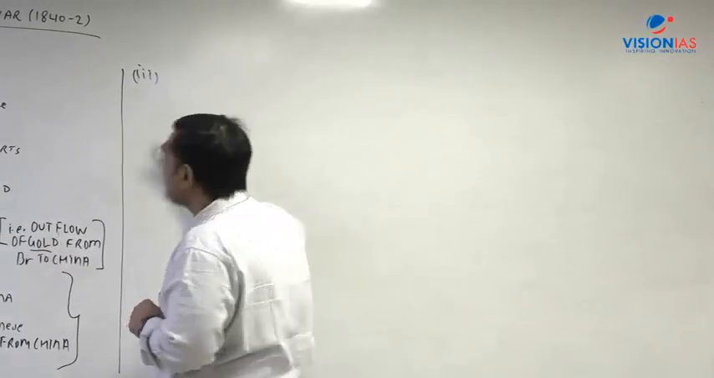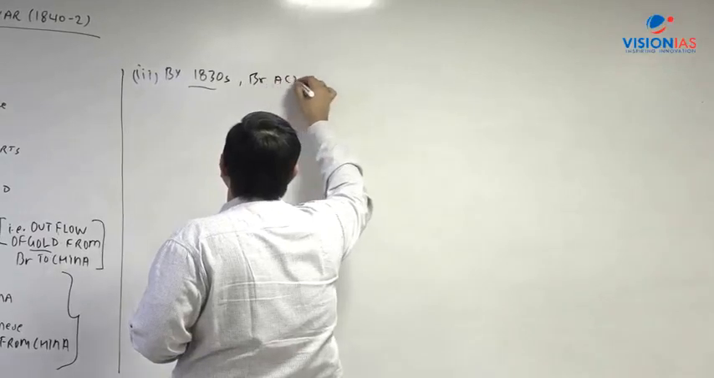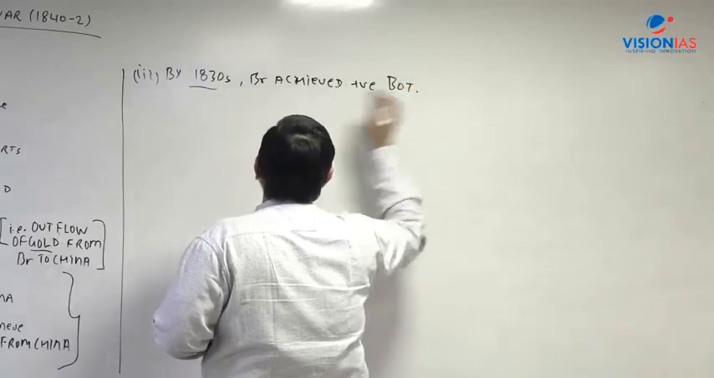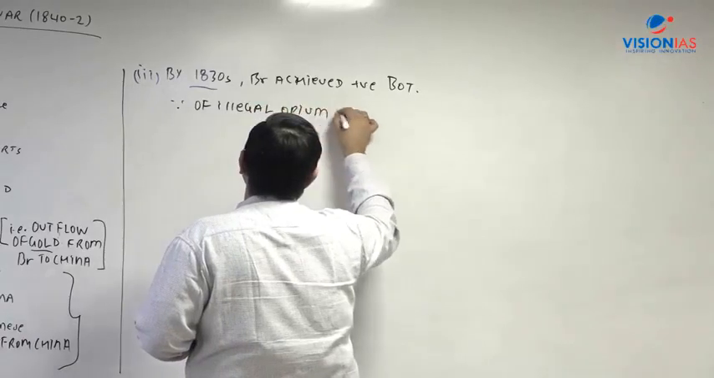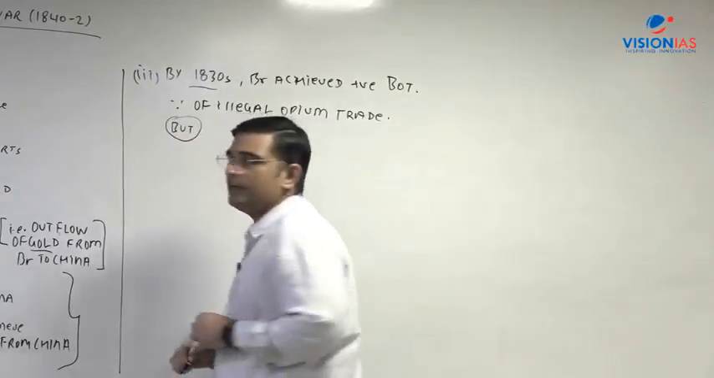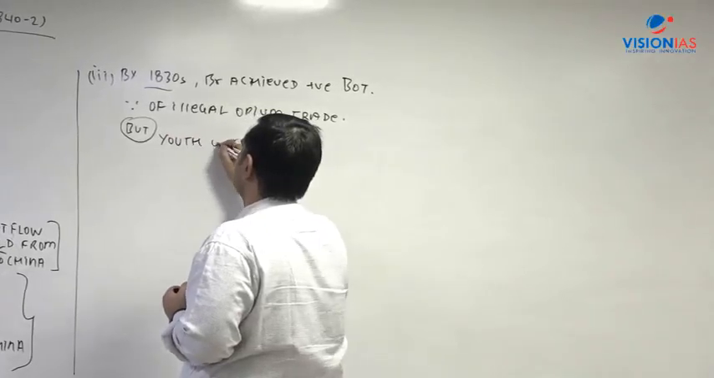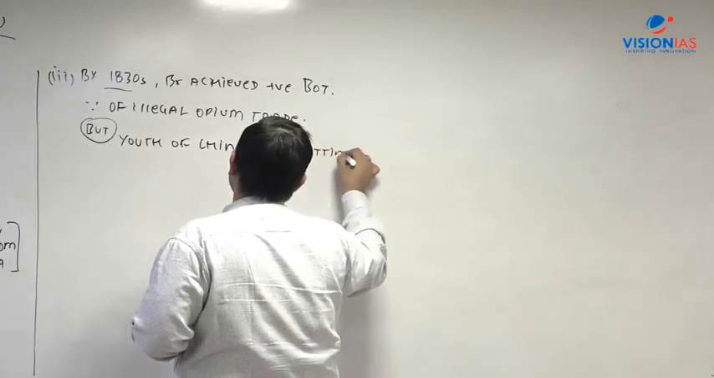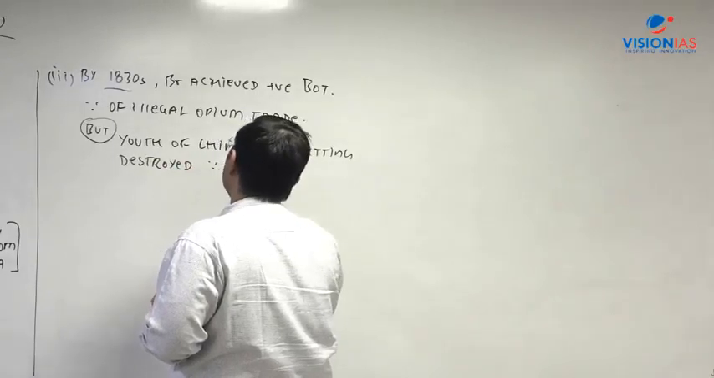So what is the impact basically? What we are seeing is that by the time of the 1830s, the British achieved a positive balance of trade because of the illegal opium trade. But what was the impact on China? The impact on China was that the youth of China became addicted. The youth of China was destroyed because of opium.